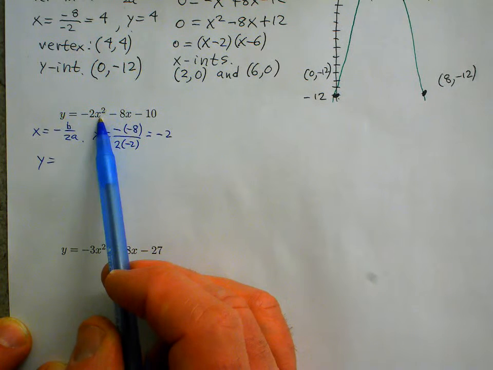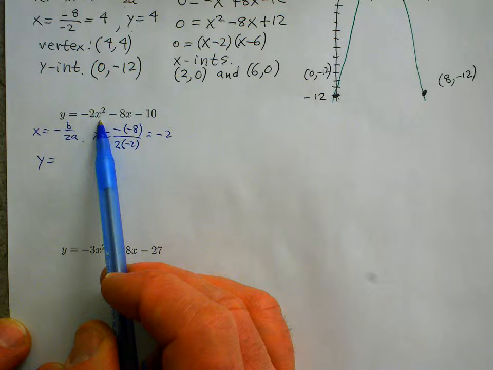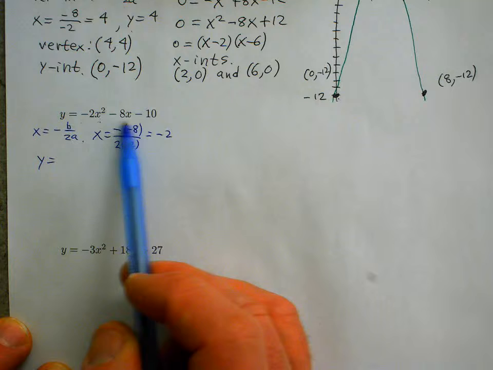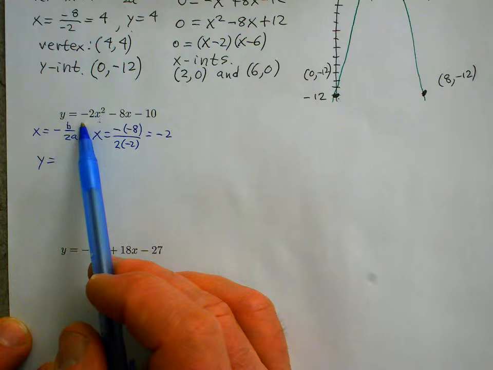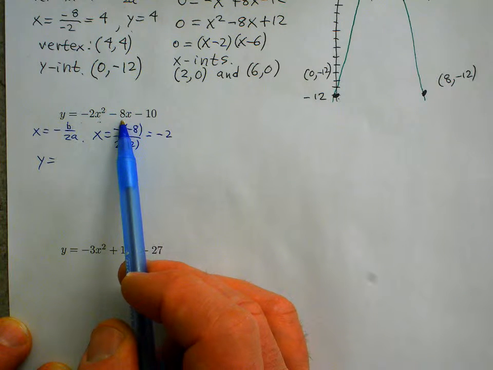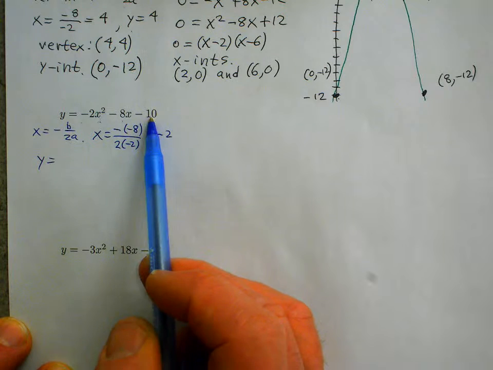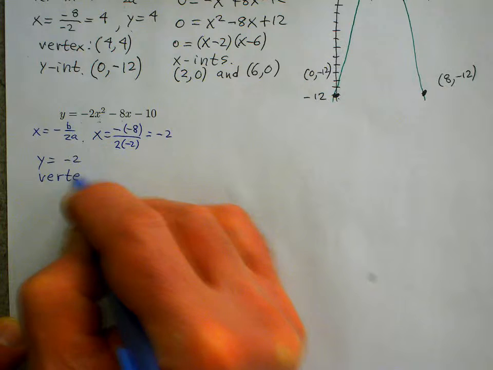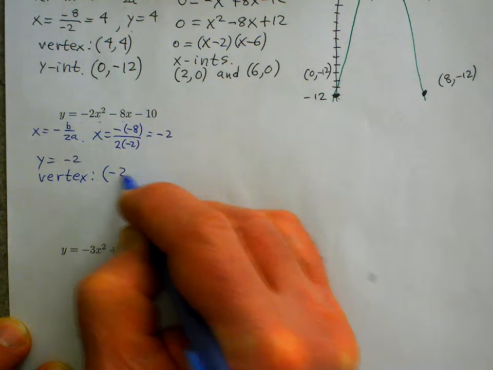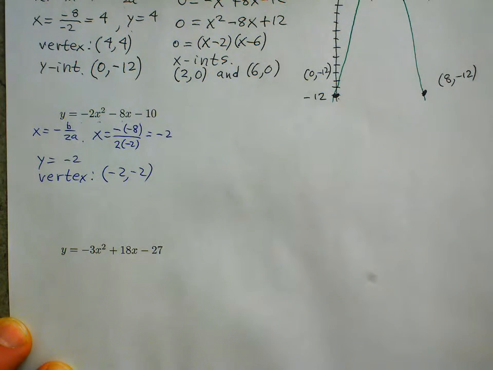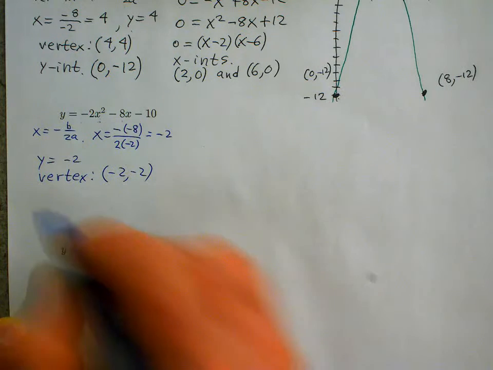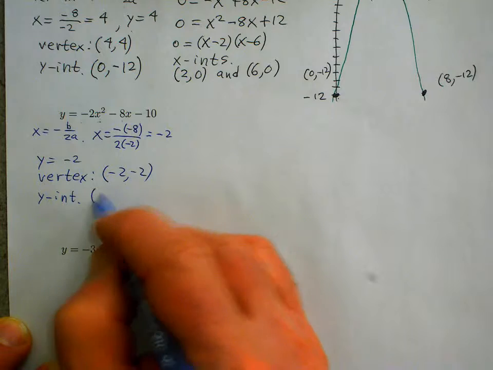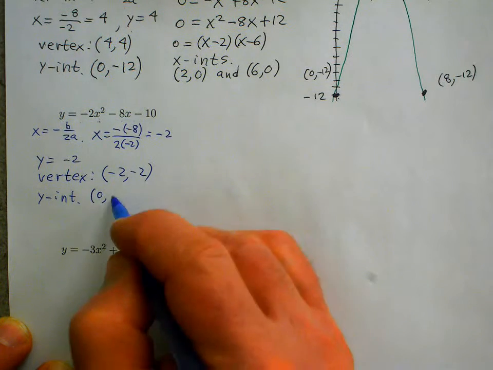Negative 2 squared is 4. Negative 2 times 4 is negative 8. Minus 8 times negative 2 is plus 16. So negative 8 plus 16 is 8. 8 minus 10 is negative 2. So the vertex is the ordered pair negative 2, negative 2. Is that what you got? The y-intercept, when x is 0, the y-coordinate is 10, or sorry, negative 10.